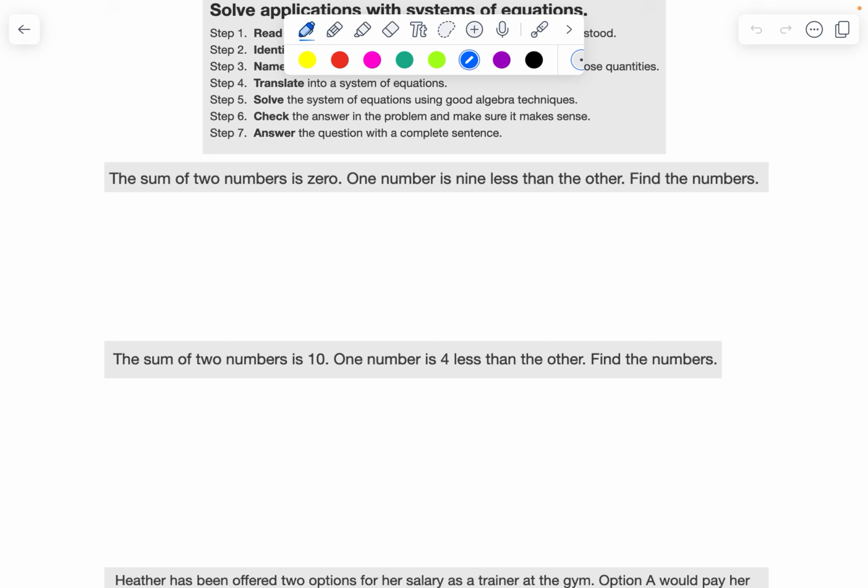So our two numbers are just going to be x and y. Sum means plus, so our first equation will be x plus y is 0. The sum of two numbers is 0. Our second equation, one number is 9 less than the other. You can choose that to be x or y, it doesn't matter. But I'm going to say y is x minus 9.